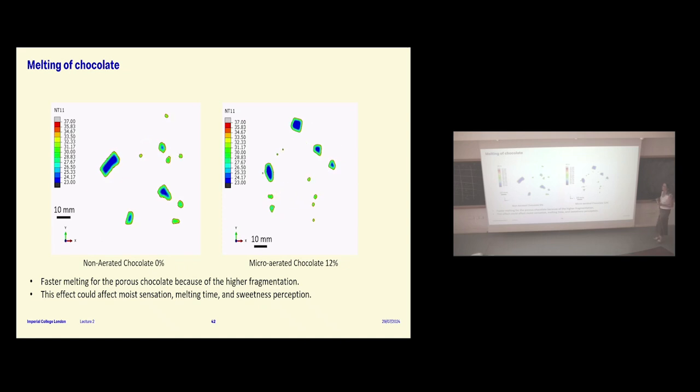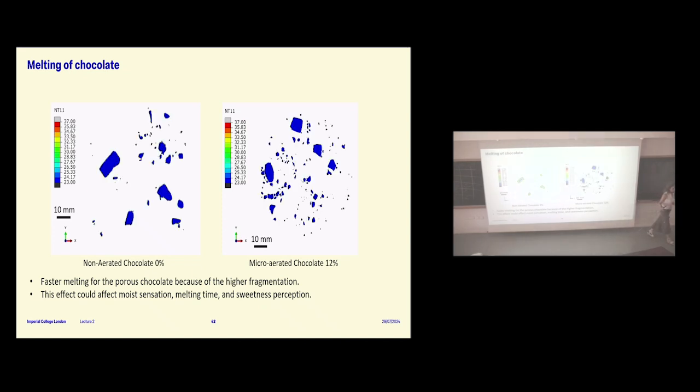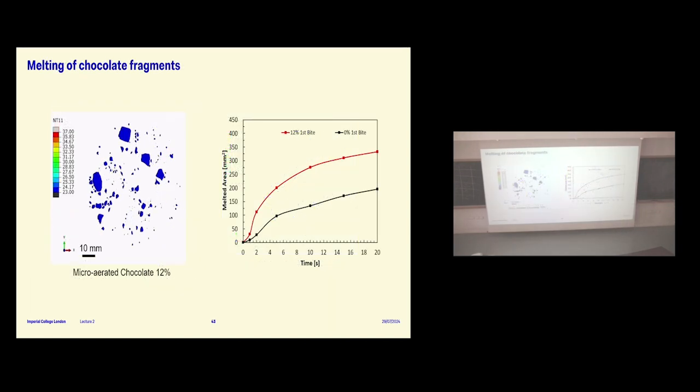two simulations. The small particles will melt first. But you can also plot the melted area in the two chocolates as a function of time. And you get this graph here. So this is 0% and this is 12%. Because the smaller, the toughness went down, it went to smaller pieces.